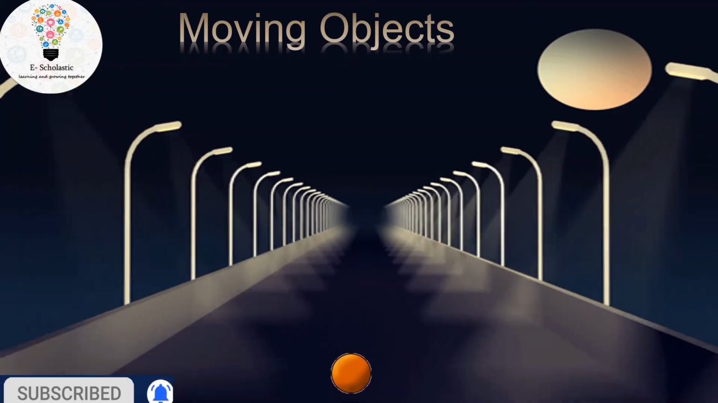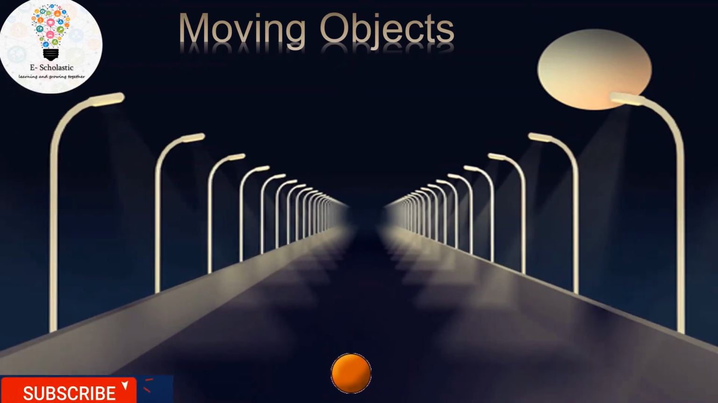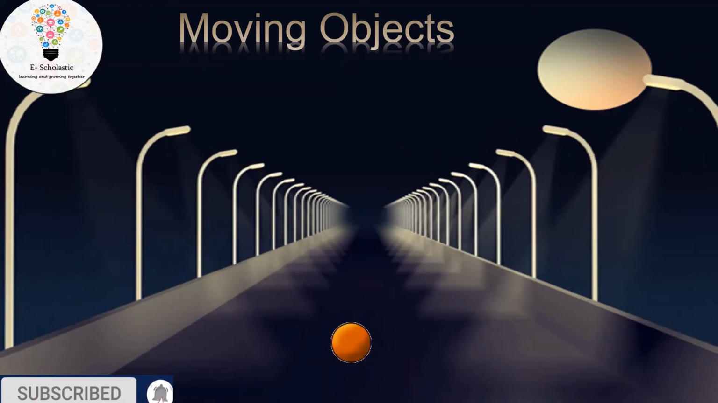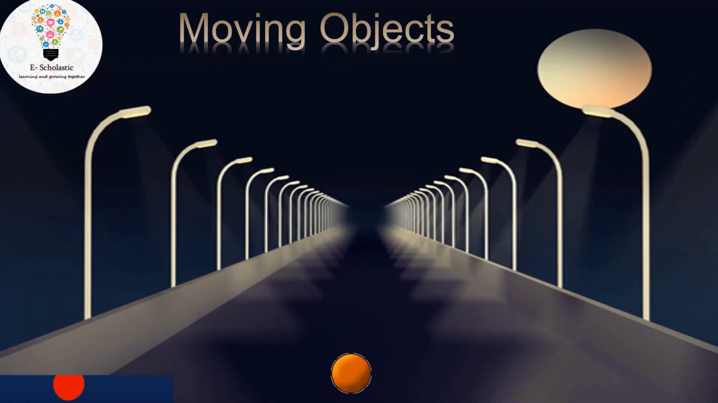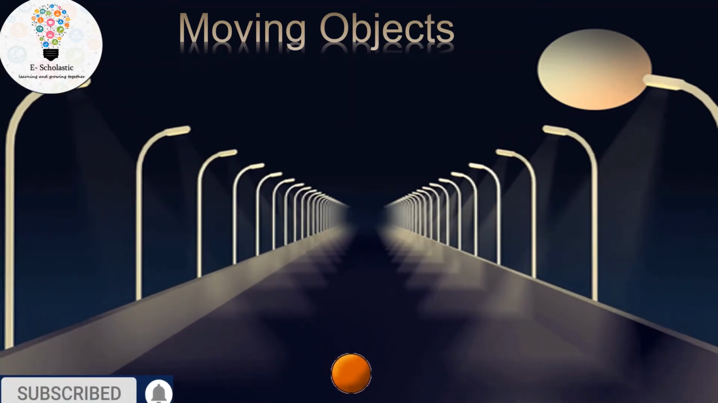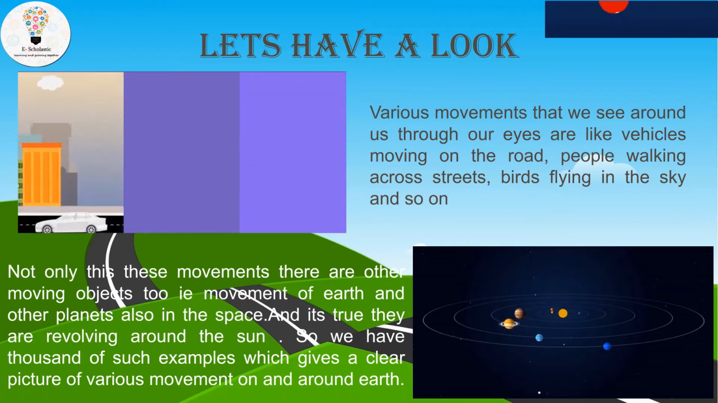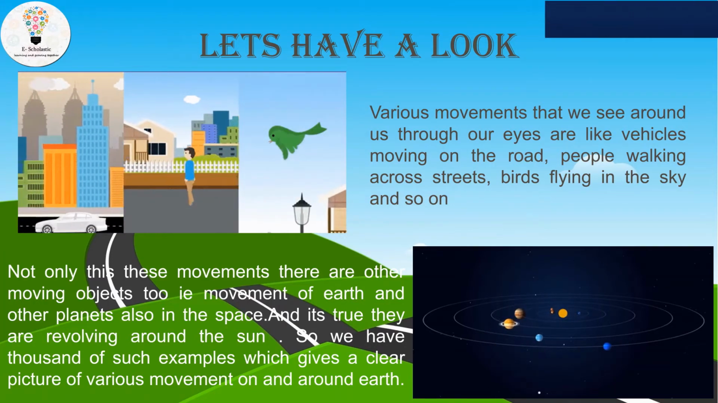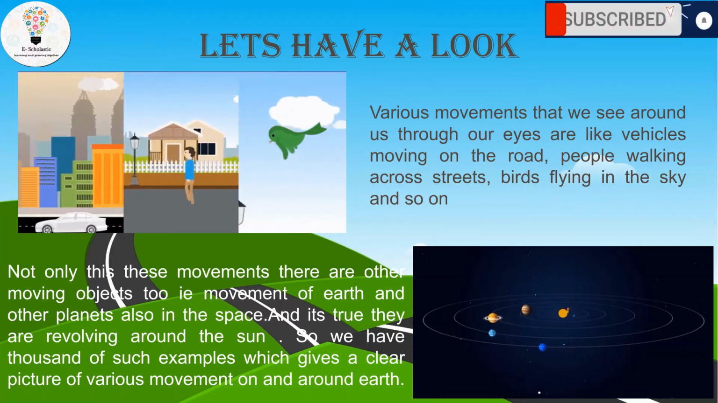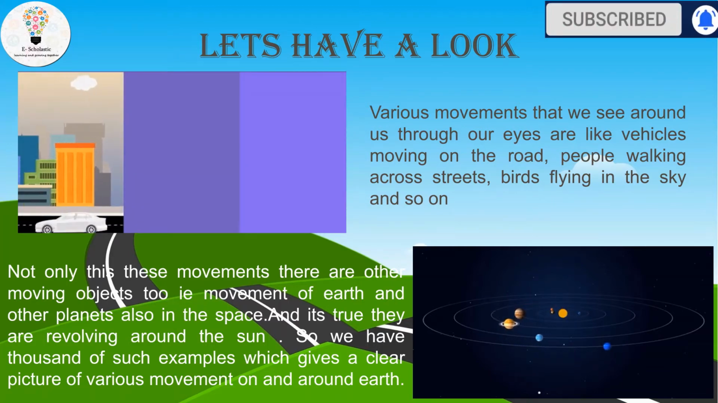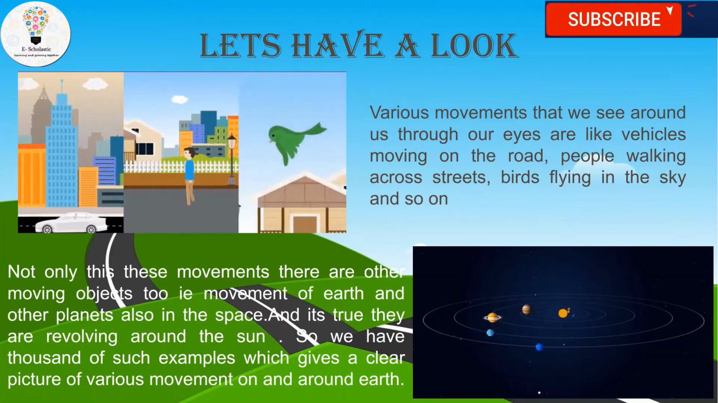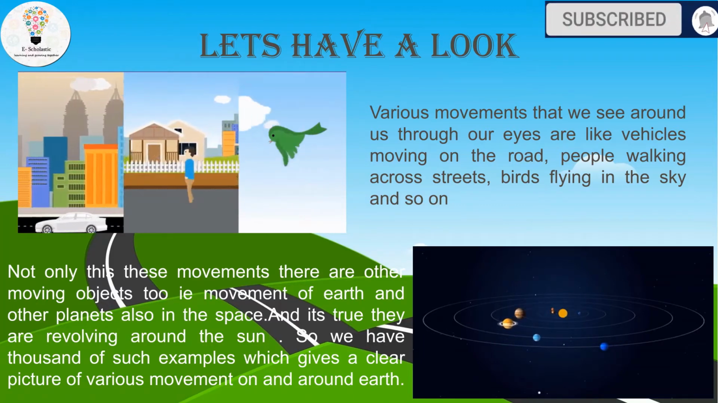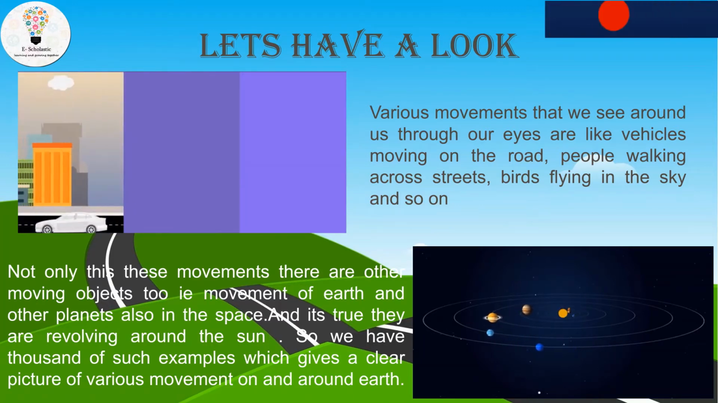So now we are trying to understand what are moving objects. What do we understand by the concept of a moving object? After understanding the various aspects of measurements, let's clearly understand what a moving object is through the various examples that we can see around us.